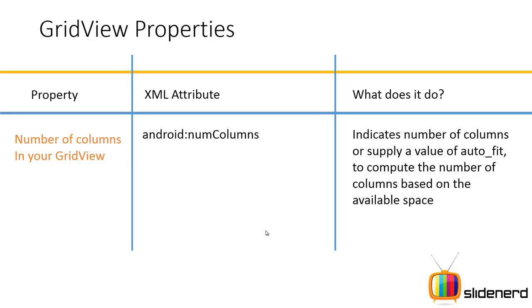Now remember, this is a bad thing. Some devices have small screen sizes, some have big. So if you say that there should be 3 columns always, you're probably going to mess your user interface on a smaller device. So it's better to use this value called auto fit, which simply means keep the number of columns variable as per device size.